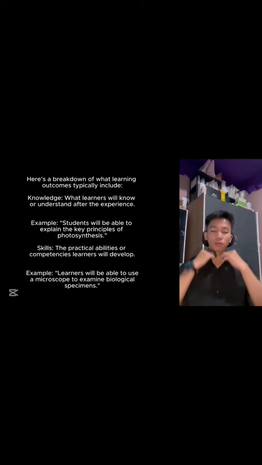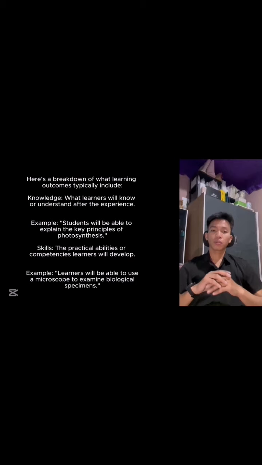Knowledge: what learners will know or understand after the experience. Example: students will be able to explain the key principles of photosynthesis. Skills: the practical abilities or competencies learners will develop. Example: learners will be able to use a microscope to examine biological specimens.